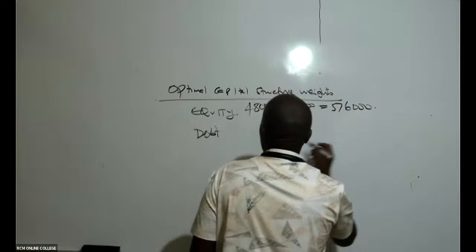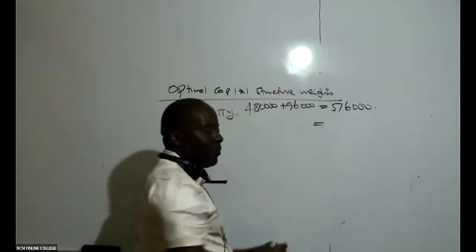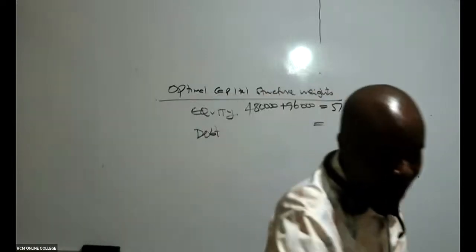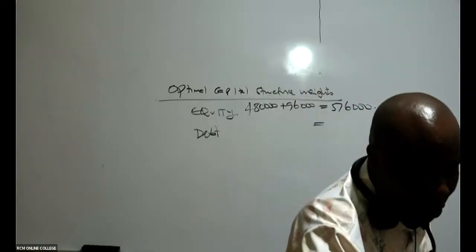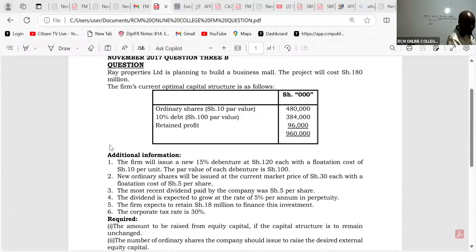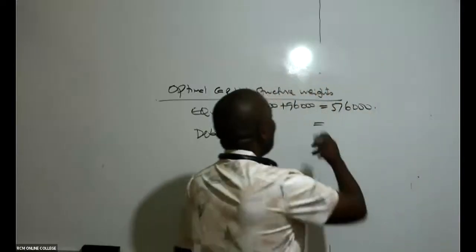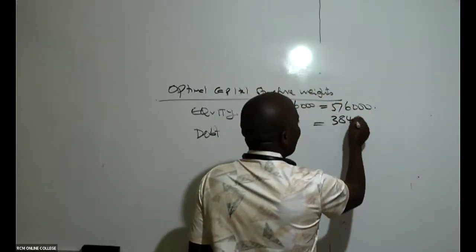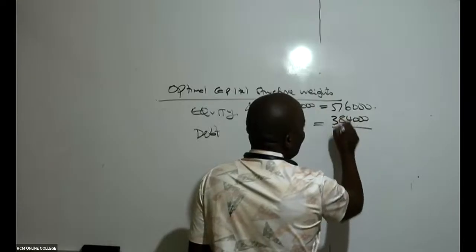And then we have our debt. Is there somebody who is able to see the debt amount? The debt amount, what do we have here? The debt amount, ladies and gentlemen, is 384,000. So then in this case, are you able to give me this total figure here?